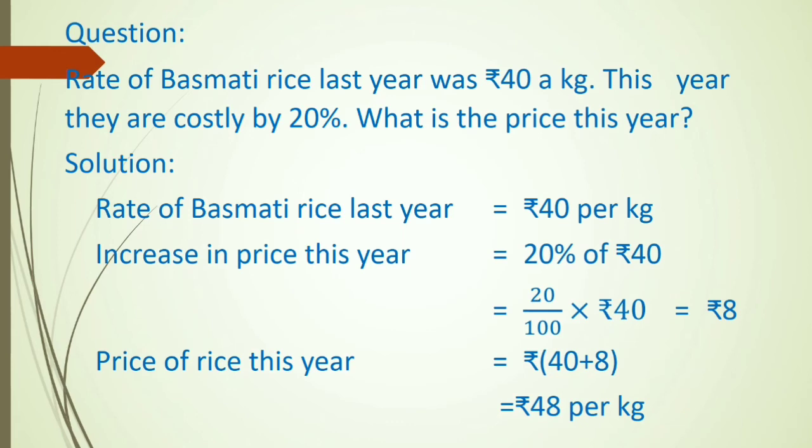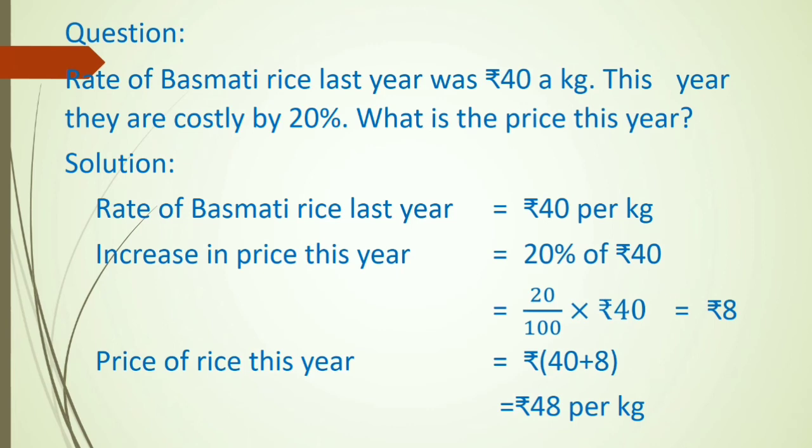So we can solve it like this. First of all, we have to write rate of basmati rice last year, that is rupees 40 per kg. It was the price for 1 kg of rice. So we write rupees 40 per kg. Now it is also given that the increase in price this year, that means the increase percentage, is given here. Increase in price this year is 20%. Using this increase percentage, we have to find out the increased value.